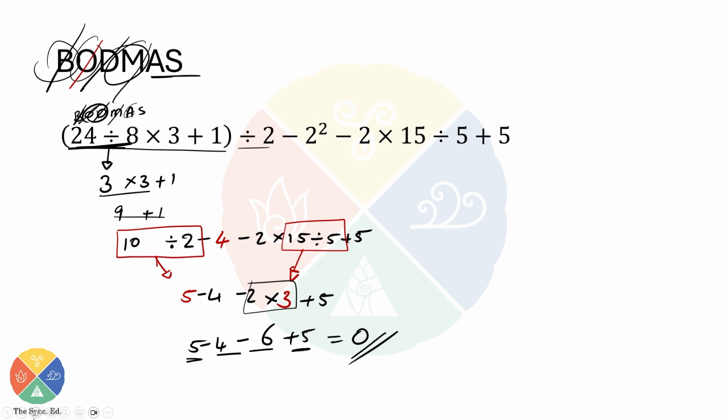Okay. If you want to do it in another way, if you check here also you will see 5 minus 4 is 1. Minus 6 plus 5 is minus 1, that is also again 0. That's it. Easy problem.